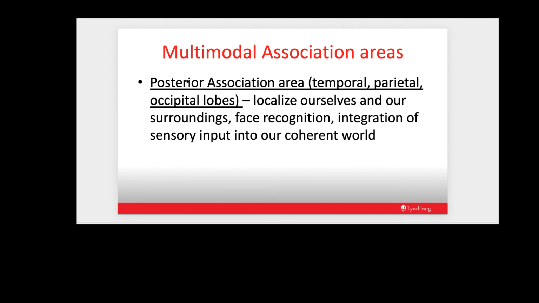We also have a posterior association area, and this is kind of diffuse. It's kind of spread around between temporal, parietal, and occipital lobes. This is more functionally related to facial recognition, our ability to recognize faces of people that we know in our family. It allows us to localize ourselves and our surroundings, where you are in relation to the world around you, and integration of sensory input into our cognitive understanding of the world.